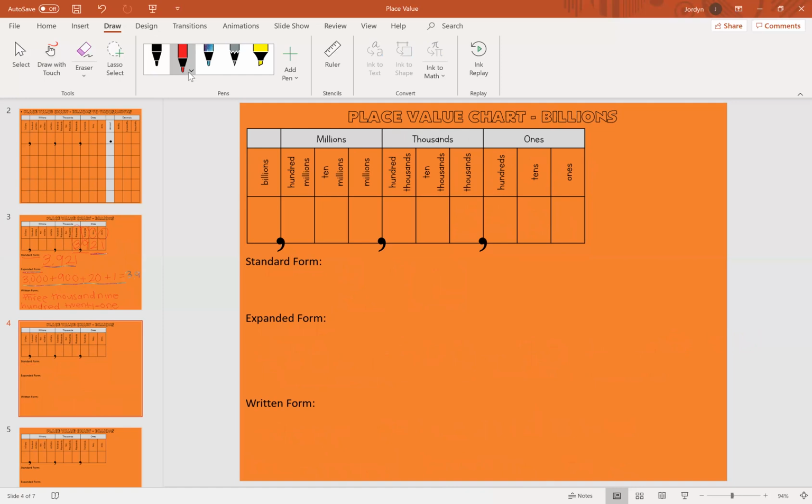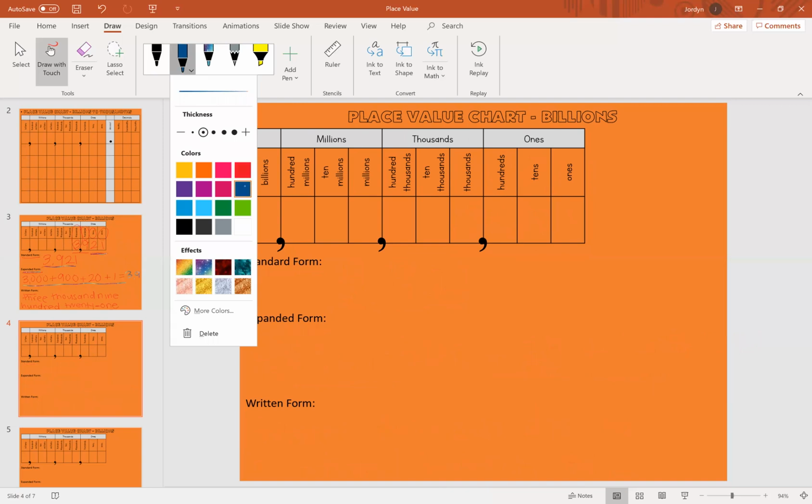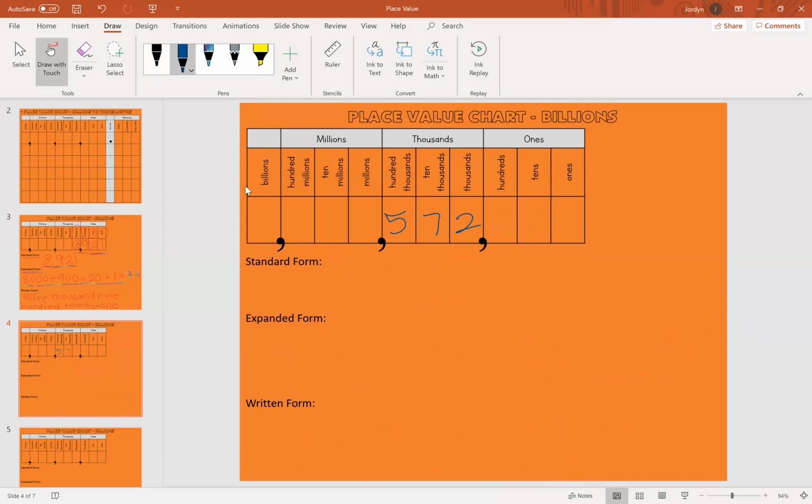Let's change the color up for a second. Let's do this blue. Let's make it a larger number. So we went to the thousands here. Let's go up to the 100,000s. So let's do 572,106. Wow, that's a large number. The first thing you want to do is write the standard form. Standard form is the plain old way you write it. So you can rewrite 572, got to remember that comma, 106. That is standard form.